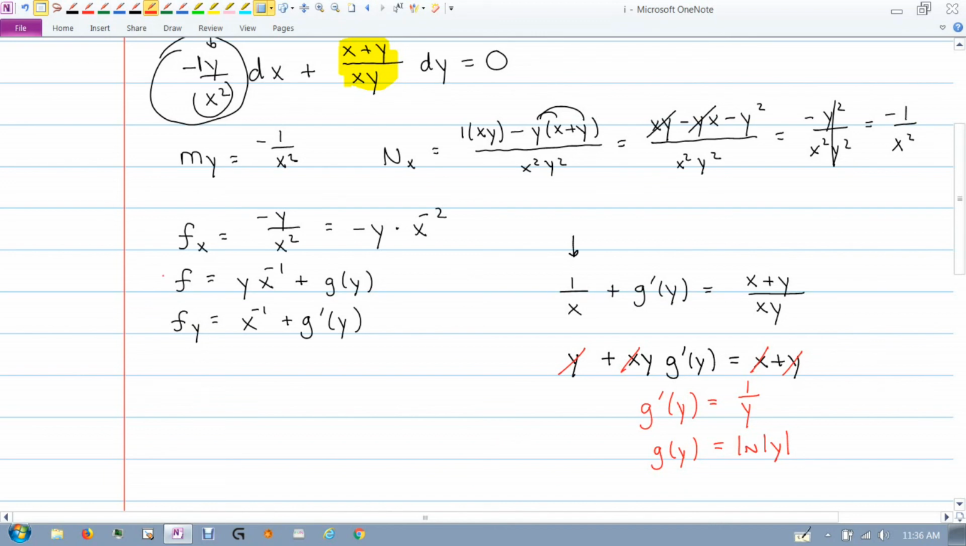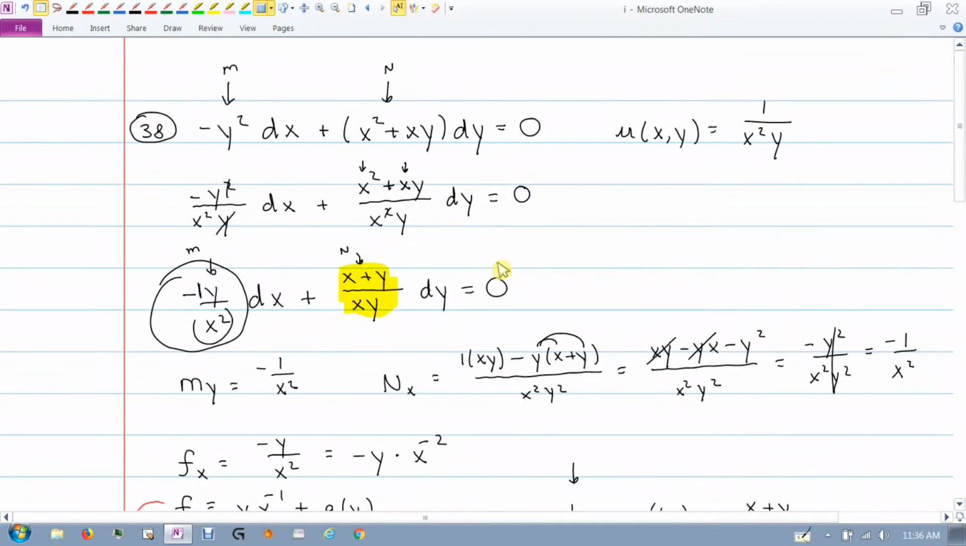That means that our f function right here should be y over x, and then plus g of y, which we found to be natural log of y. And then let's just go ahead and do what we did before and say that must equal some constant. Now, I'm not going to check this solution. You could check it yourself that that does indeed satisfy the original differential equation.